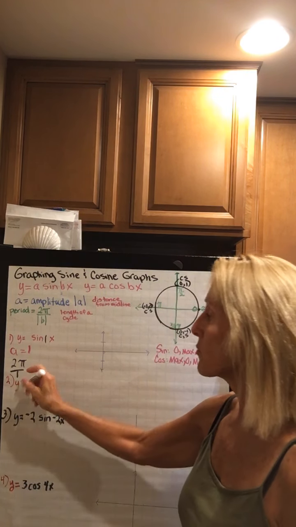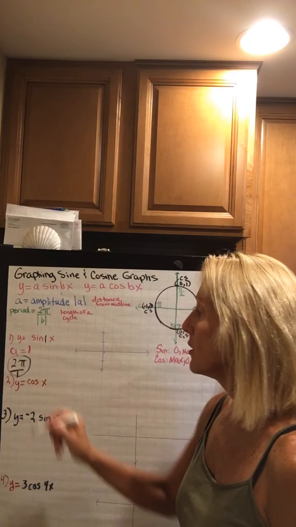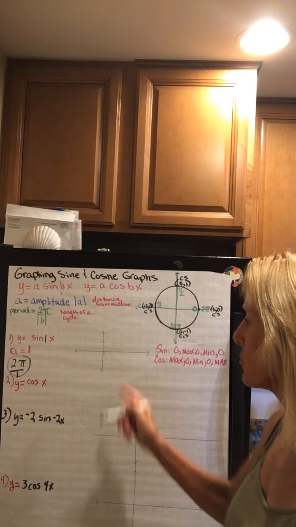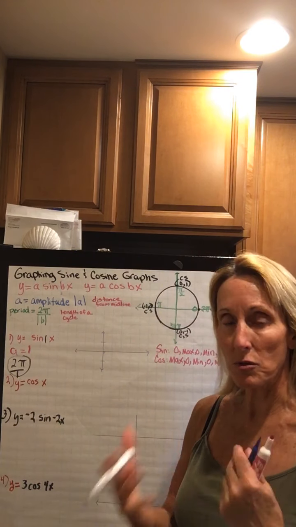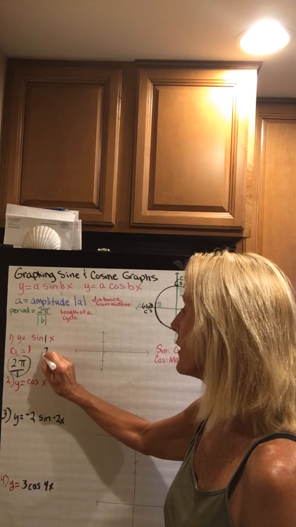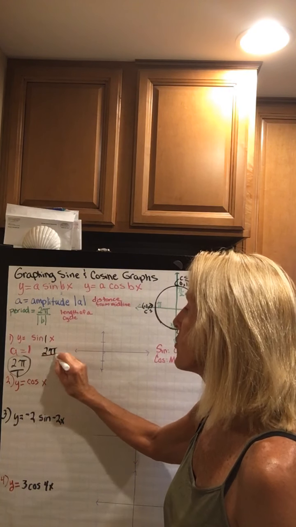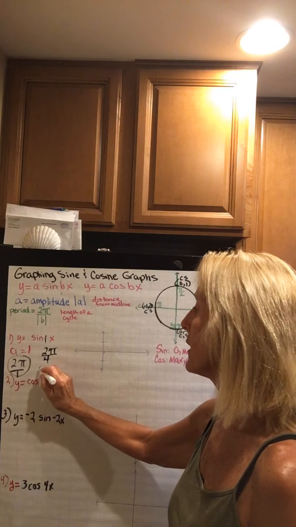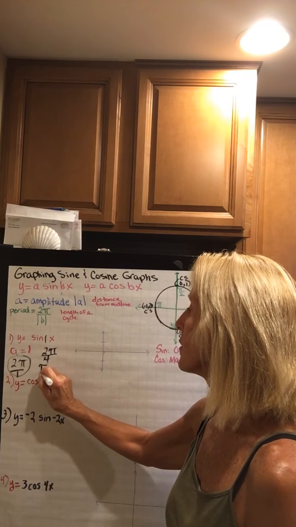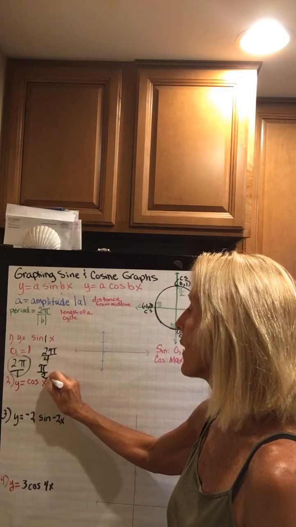Now this is going to be really important here to break down your intervals. You have to make your own intervals. So to do this, here's a new step you have to learn. You take your period and you divide it by 4. So when I divide this by 4, I get 2/4, of course, is a half. So you get 1/2 pi.